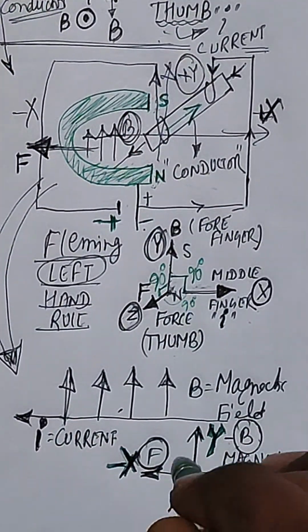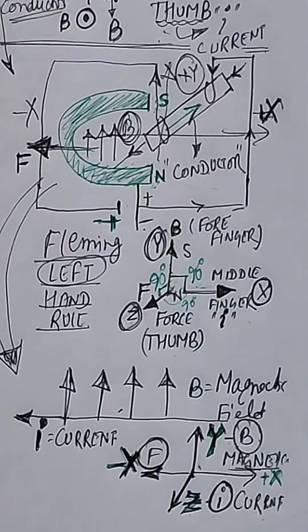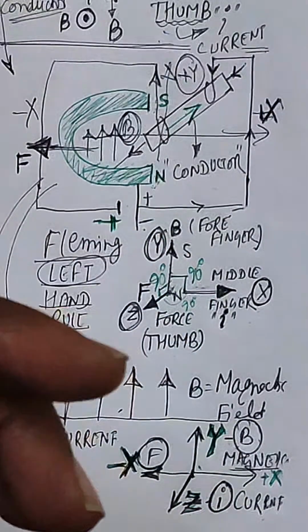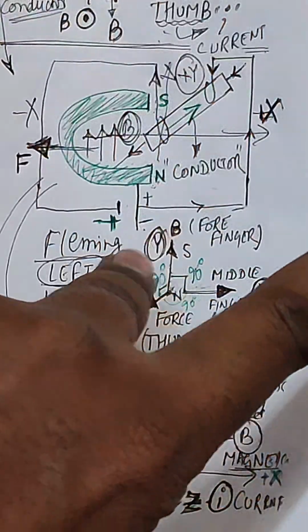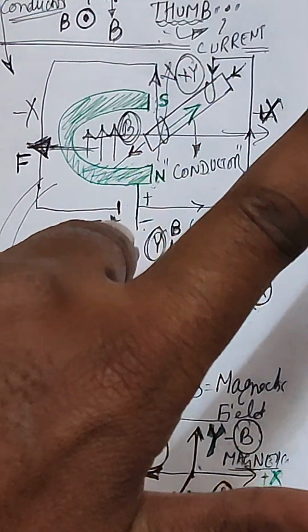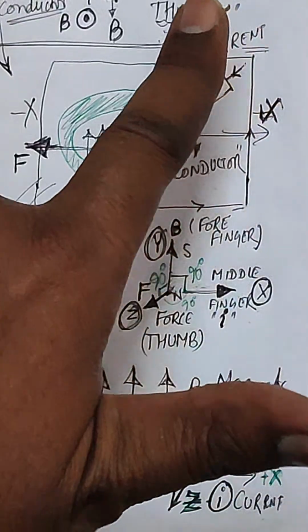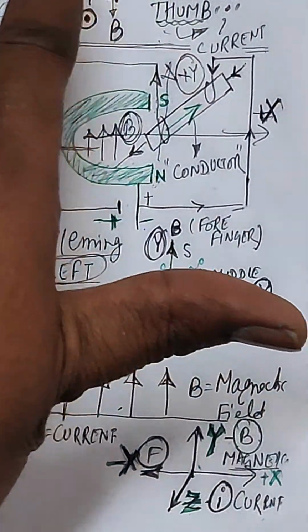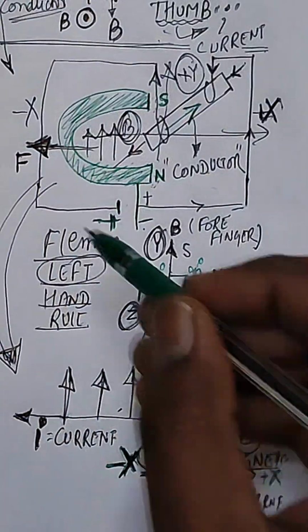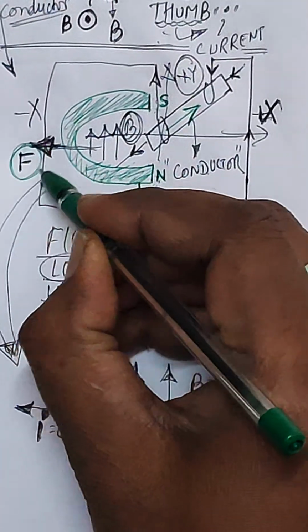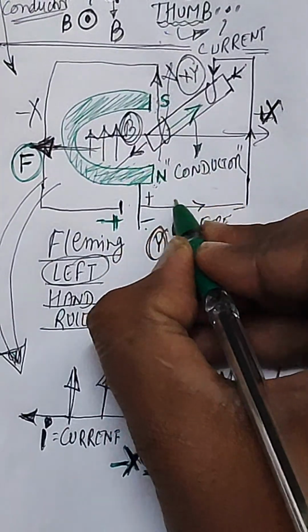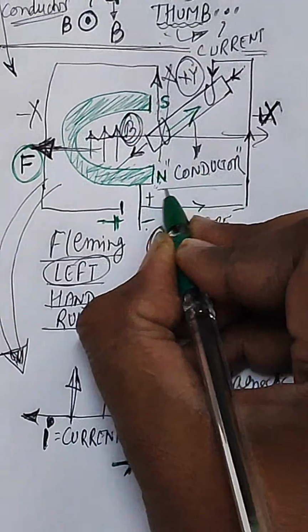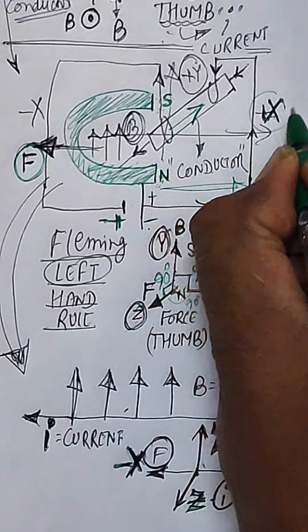This will go inside the paper. When this goes inside the paper, you can see here, just apply Fleming's left hand rule, this middle finger going inside the paper, right? Then you can see the thumb is pointing towards the right. Then the force which was acting towards the minus x direction will change, and now it will be acting towards the plus x direction.